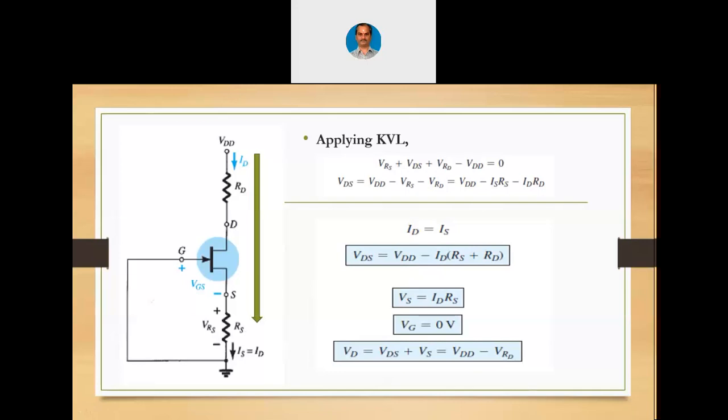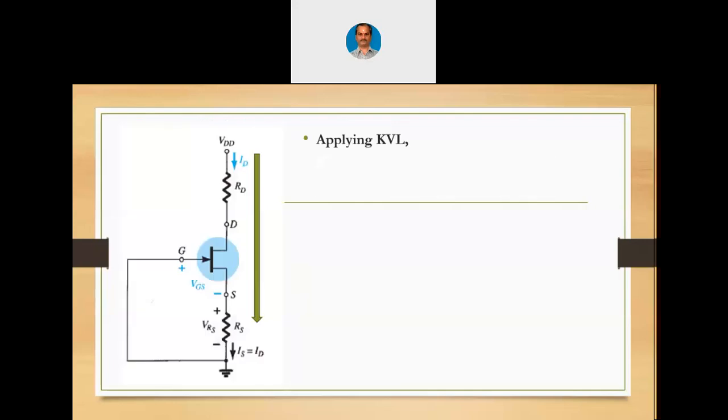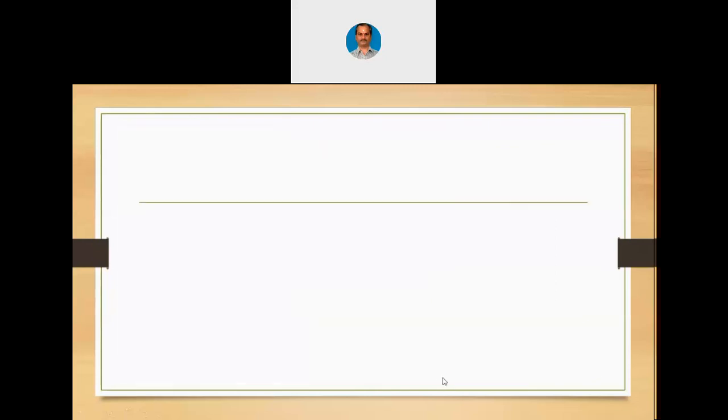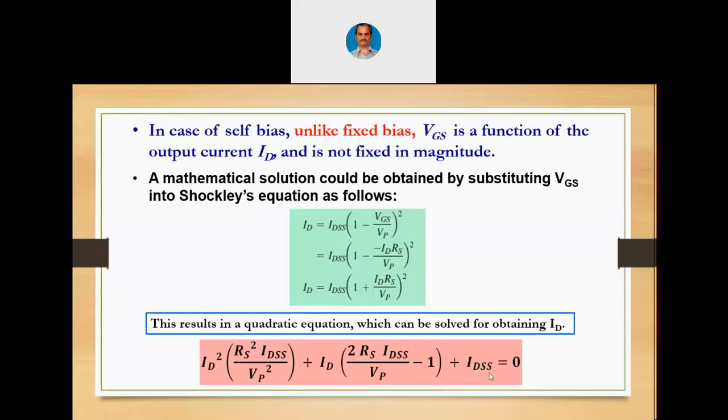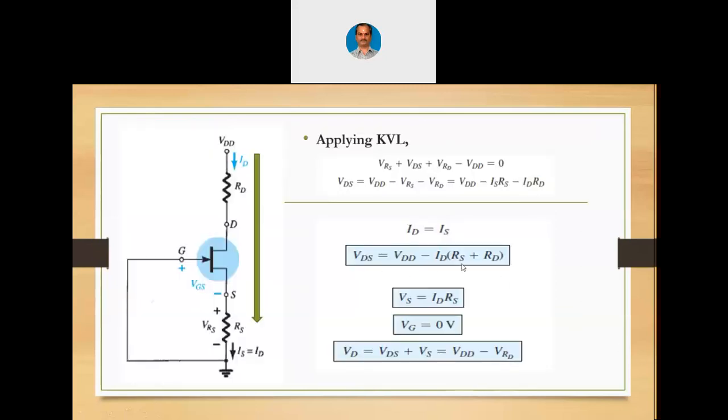Now how to find a graphical solution? I have shown you the mathematical solution now. The mathematical solution is by means of using this quadratic equation, where we can find out ID. Later on, once we find out ID, we can easily find out VDS, and we can find out all other voltages in the circuitry. This is a mathematical solution. Let us see how to go for a graphical solution.